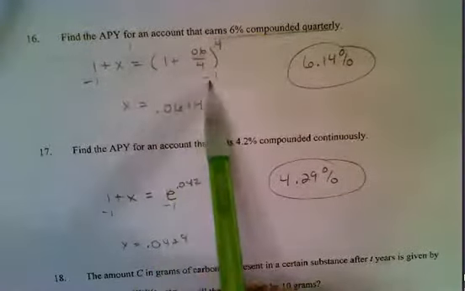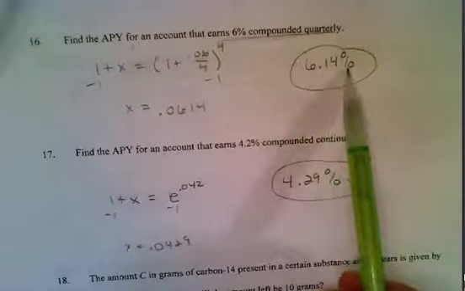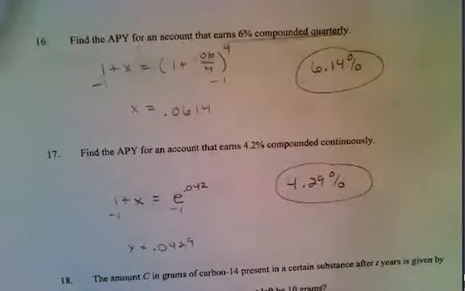So really, to solve for X, all I need to do is take this amount and subtract 1. So I just throw it in my calculator. I got 0.0614, so that'd be 6.14%. That would be the APY. That's what the banks would have to report out to you, if that's what they're giving you.